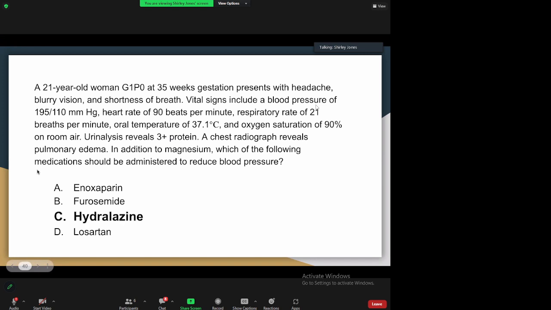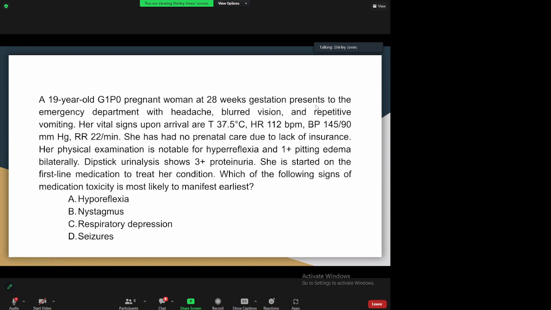All right, good job. Next question. A 19-year-old G1 P0 pregnant woman at 28 weeks gestation presents to the ED with headache, blurred vision, and repetitive vomiting. Her vital signs are normal temperature, heart rate 112, blood pressure 145 over 90, respiratory rate 22. She has had no prenatal care due to lack of insurance. Her physical exam is notable for hyperreflexia and 1+ pitting edema bilaterally. Dipstick urinalysis shows 3+ proteinuria. She is started on first-line medication to treat her condition. Which of the following symptoms of medication toxicity is most likely to manifest earliest?